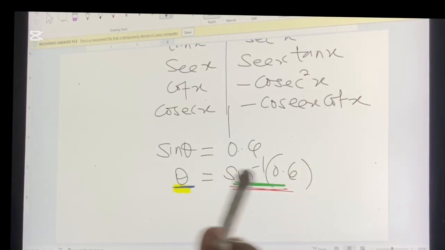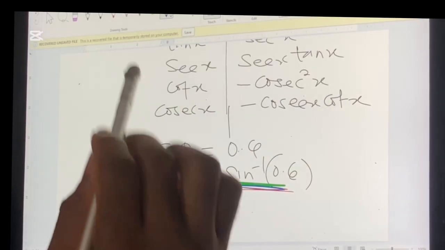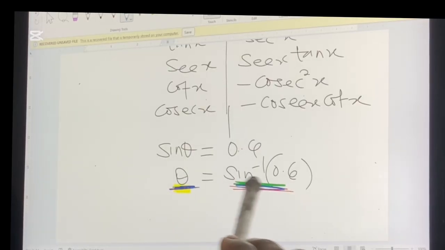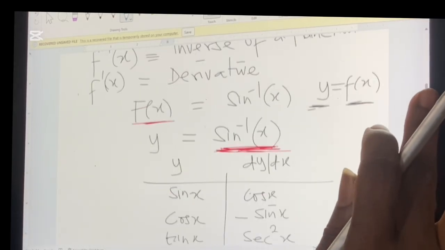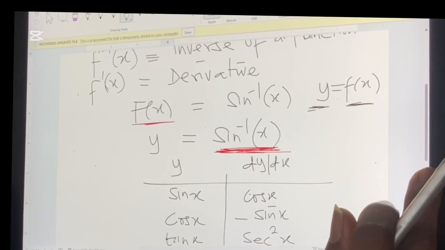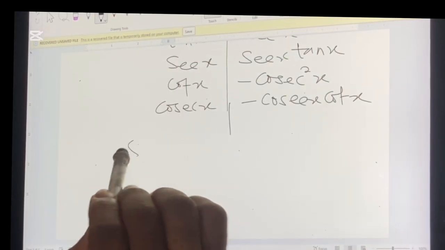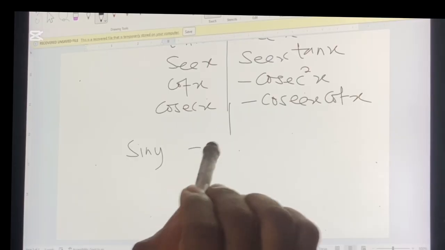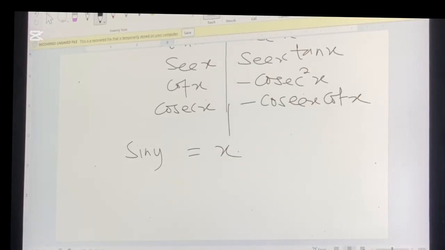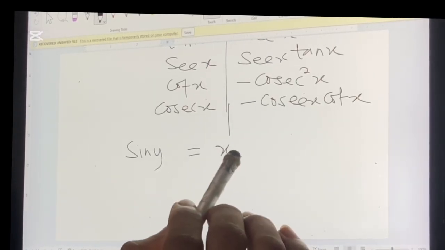This is equal to this, or this is equal to this. So now let's write this in that way. Writing that, this is going to be something like this: sine y is equal to s. So if you make y the subject, you will get back sine inverse.